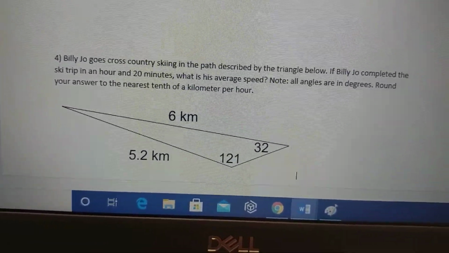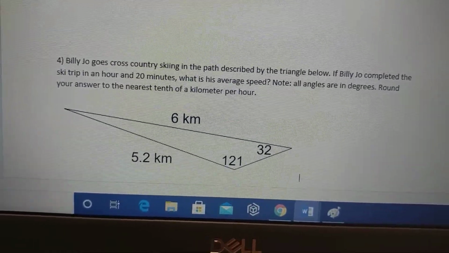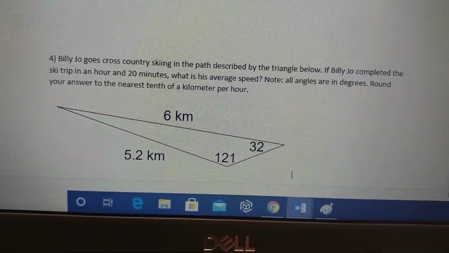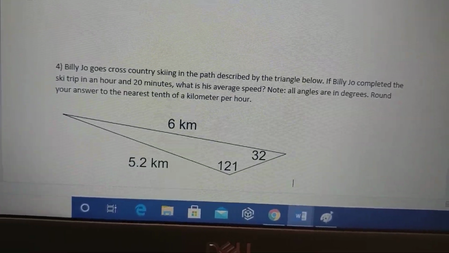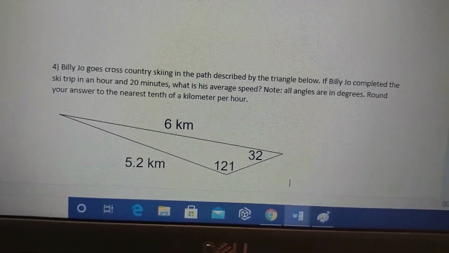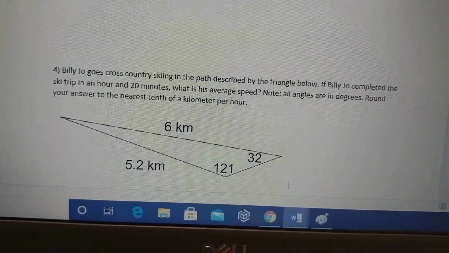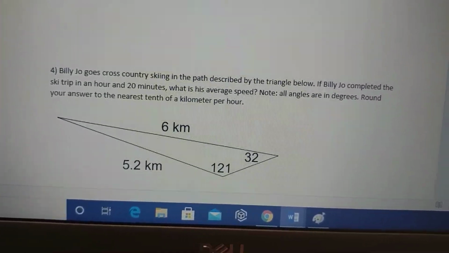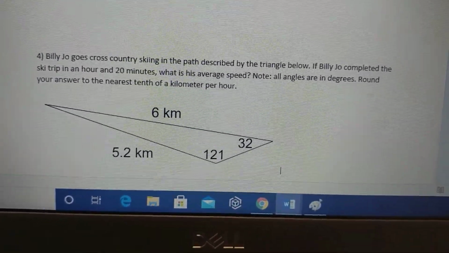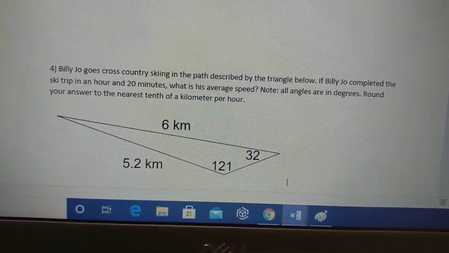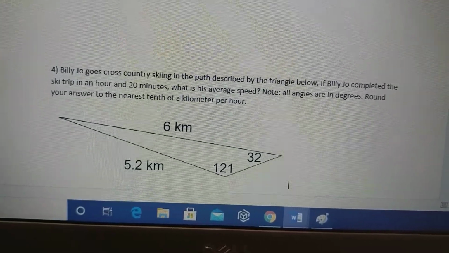To solve this, to do speed, it is distance divided by time. You find the distance by adding up the entire path that he went and dividing it by the amount of hours or minutes that it took to do. Right now, you cannot add up all 3 sides because you're missing one. So I want you to try to solve this one yourself. Solve for the missing side and then find the speed.